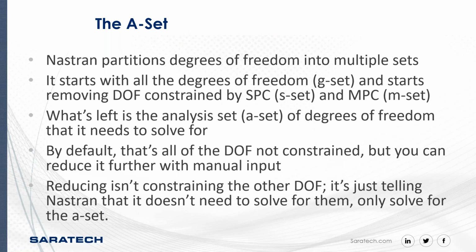So a little bit about the ASET and how that works. Nastran partitions the model into multiple sets of degrees of freedom. It starts with all the degrees of freedom of the model, called the G set, and starts removing them based off of additional sets, such as your constraints or your MPCs. After all of this is done, you're left with what is called the analysis set, or the A set. These are the degrees of freedom that you are solving for.